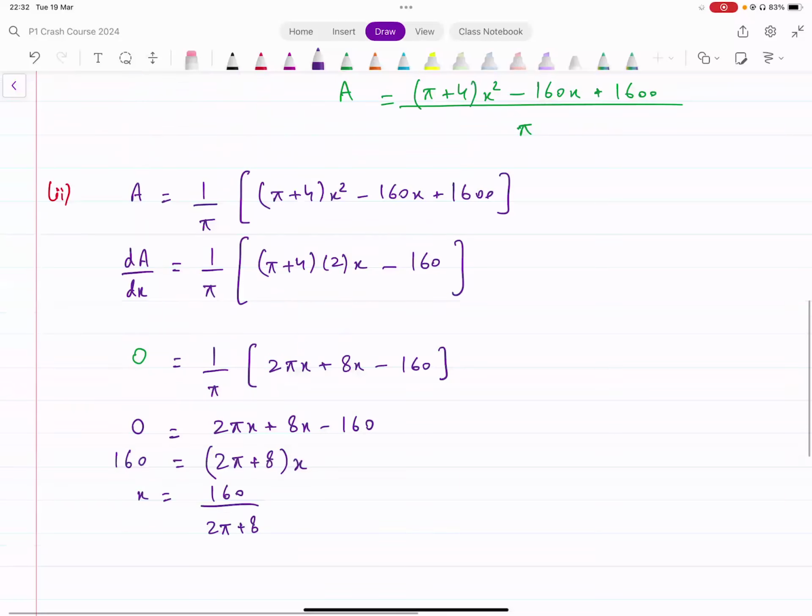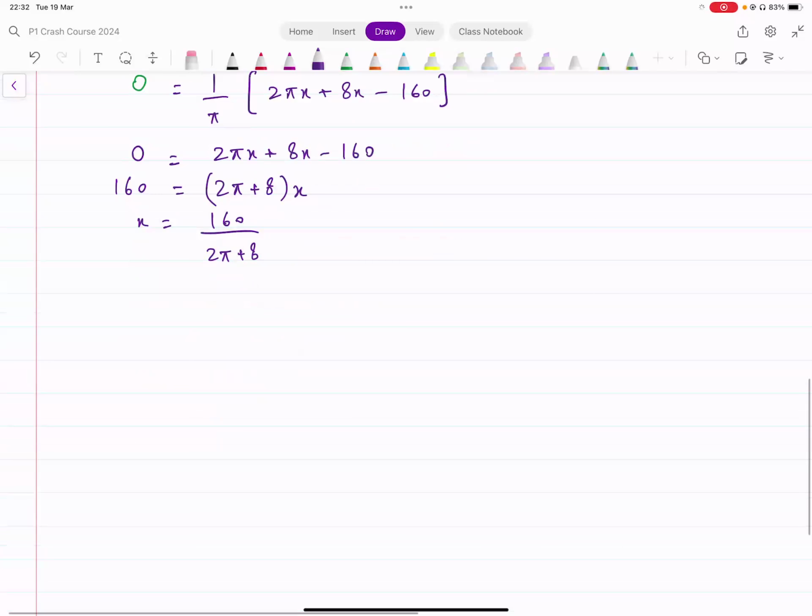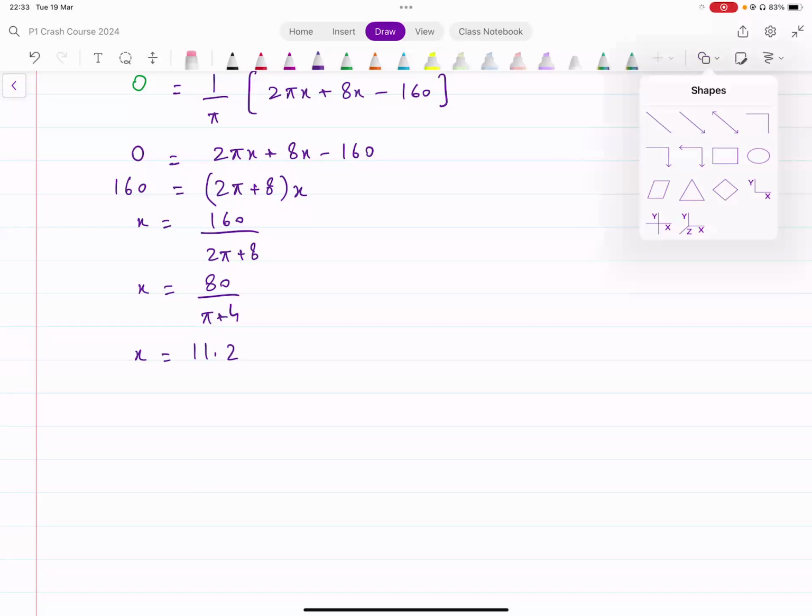Now, do they ask us for an exact value? No. So if you wanted an exact value, you could leave it like this. It could be simplified to 80 over (pi plus 4) as well. But they've not specified that they need an exact answer, so you can write down this value in decimals as well. You can see what this turns out to be. 80 over (pi plus 4), what's this? 11.202. 11.2, that's your final result.